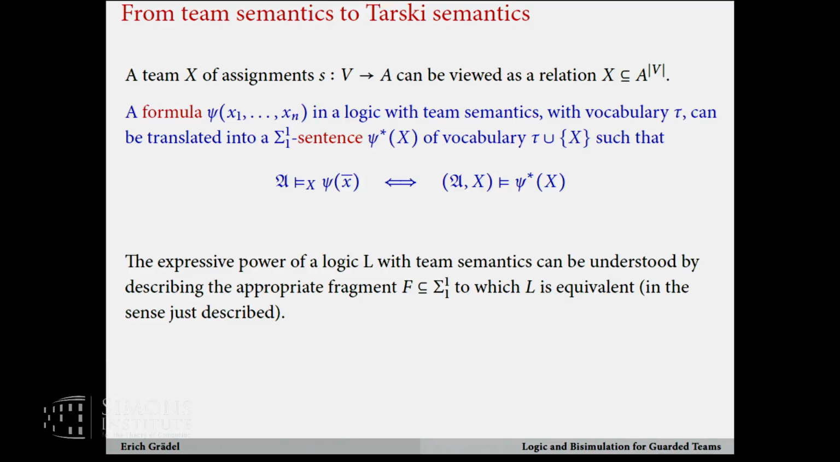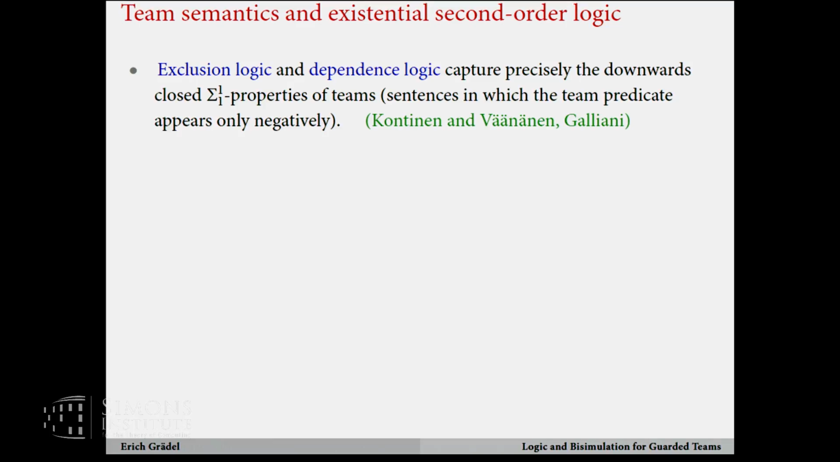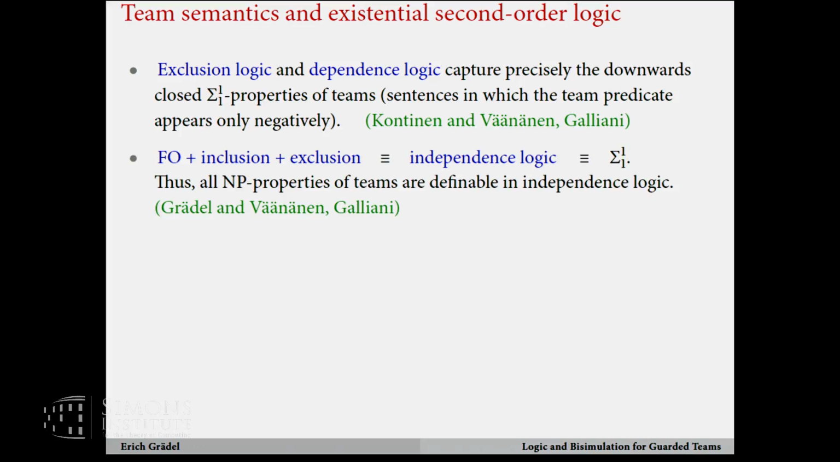So to understand the expressive power of a logic with team semantics, we have to identify the right fragment of sigma 1,1 to which it corresponds in that sense. The known results say that if you just have exclusion or dependence, then this coincides with a fragment of sigma 1,1 that is downwards closed, in the sense that the predicate for the team appears only negatively, which also means that if a formula is true for a team, then it is also true for all its subteams. If you add either inclusion and exclusion both, or if you add independence, then you get the full power of sigma 1,1. So in particular on finite structures, you can express all NP properties of teams.